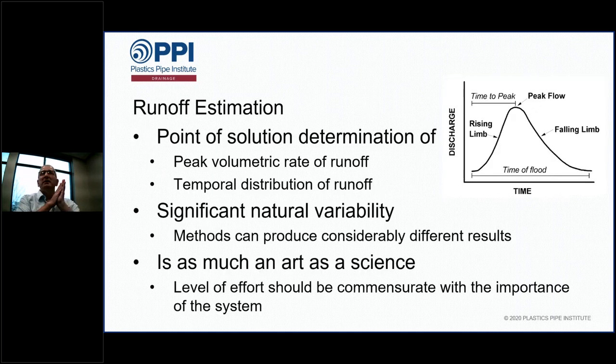Okay, so what are we trying to do here? We're trying to find out what's a peak volumetric rate of runoff or a temporal distribution of runoff at an individual point of solution. There's significant natural variability in these systems. So different methods, when we talk about those 4 different methods, or probably the 4 most utilized methods, we can have extremely different results, as much as 50 to 100% different results.